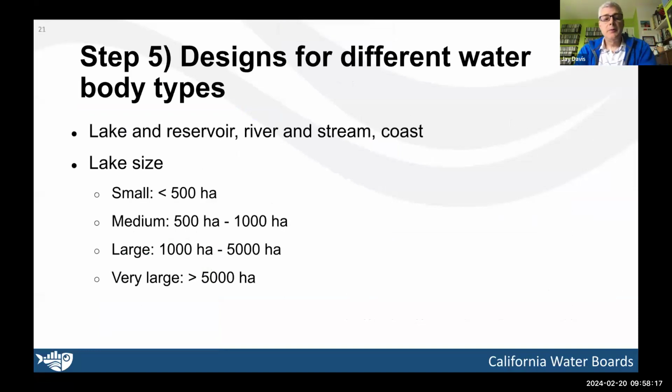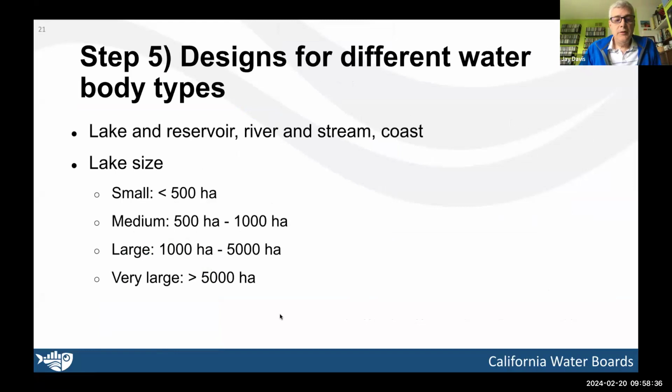Okay, so step 5 is considering designs for the type of water body that you have. And the designs are different for lakes and reservoirs, rivers and streams, and the coast.